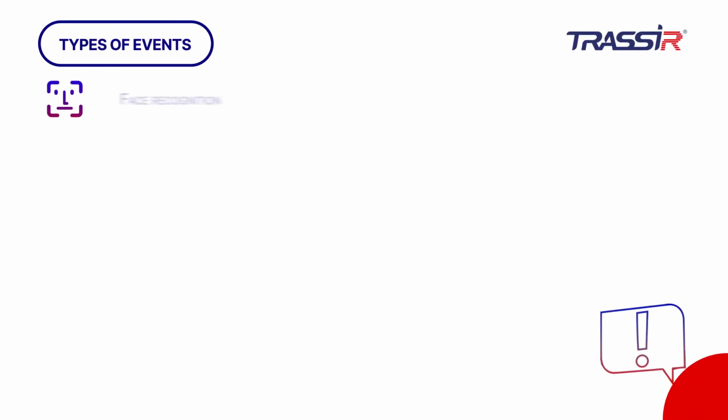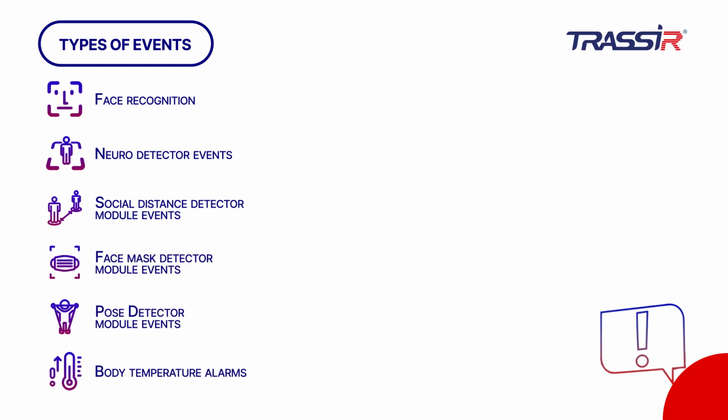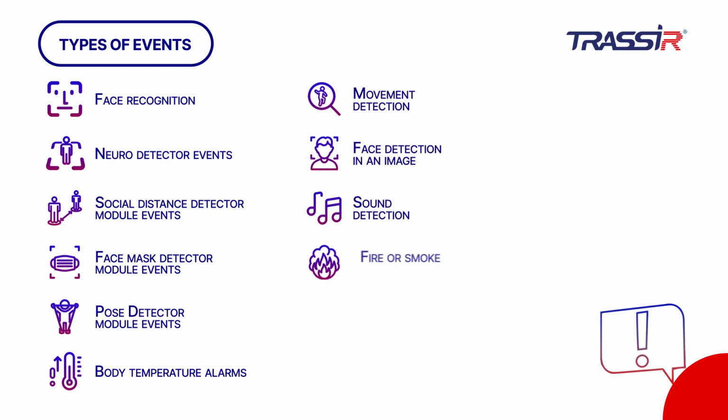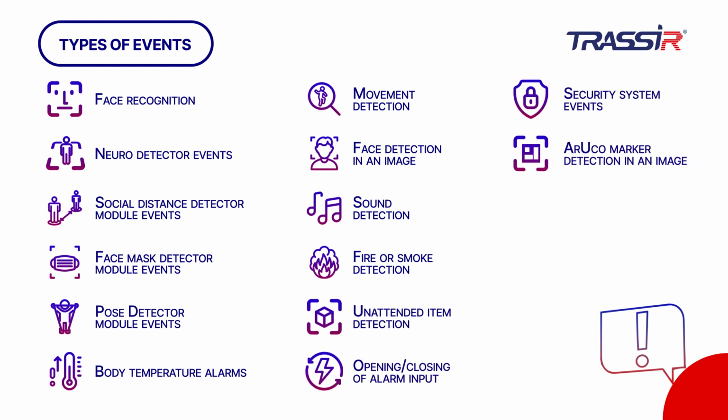There are several types of events the interface recognizes: face recognition, neural detector events, social distancing detector module events, face mask detector module events, pose detector module events, body temperature alarms, movement detection, face detection in an image, sound detection, fire or smoke detection, unattended item detection, closing or opening of alarm input, security system events, and RUCO marker detection in an image.